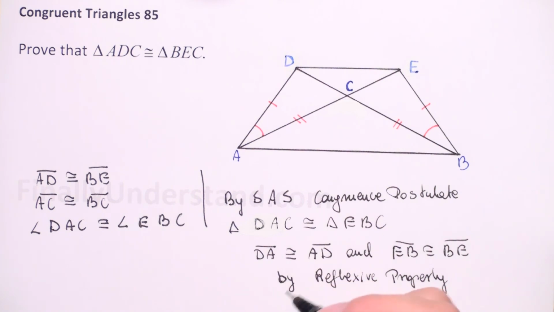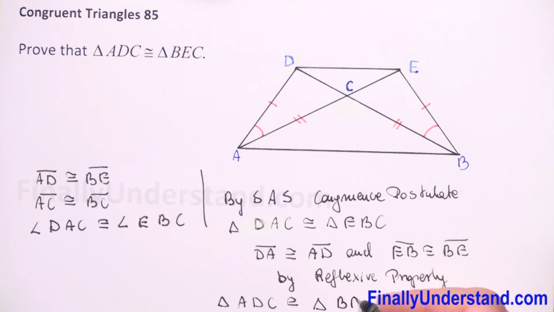So we can write that triangle ADC is congruent to triangle BEC. This is my solution.